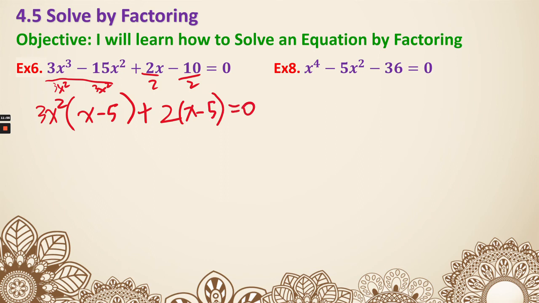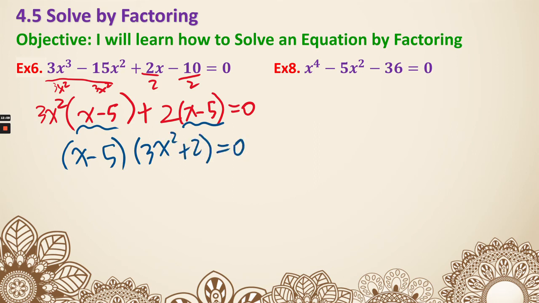equals 0. When we see x minus 5, we have x minus 5, add up to x minus 5 times 3x squared plus 2 equals 0. And we can see the first one, x equals 5. But for the second one, 3x squared plus 2 equals 0. When we try to solve that, we're going to end up with a complex number. Let's still solve it. Minus 2 on both sides.